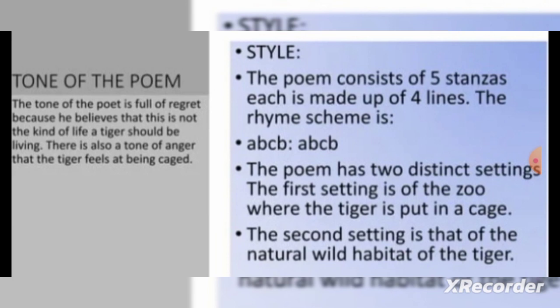Let's see the style of the poem. The poem consists of 5 stanzas, each made up of 4 lines. The rhyme scheme is ABCB. The poem has 2 distinct settings. The first setting is of the zoo, where the tiger is put in a cage. The second setting is that of the natural wild habitat of the tiger.